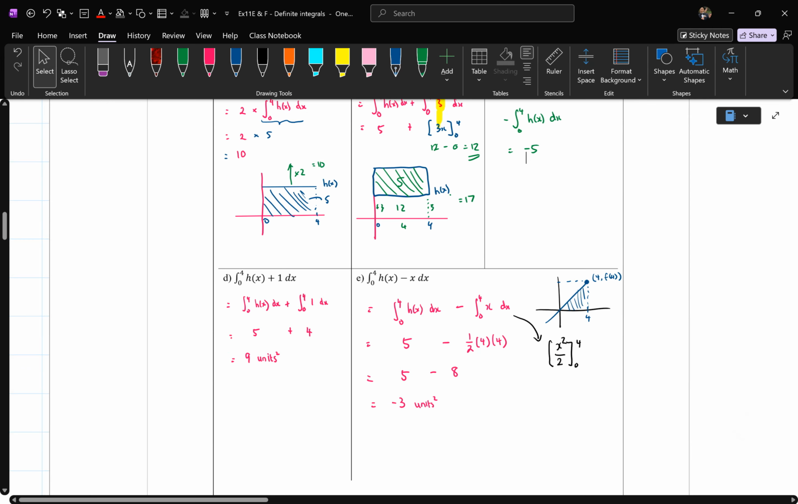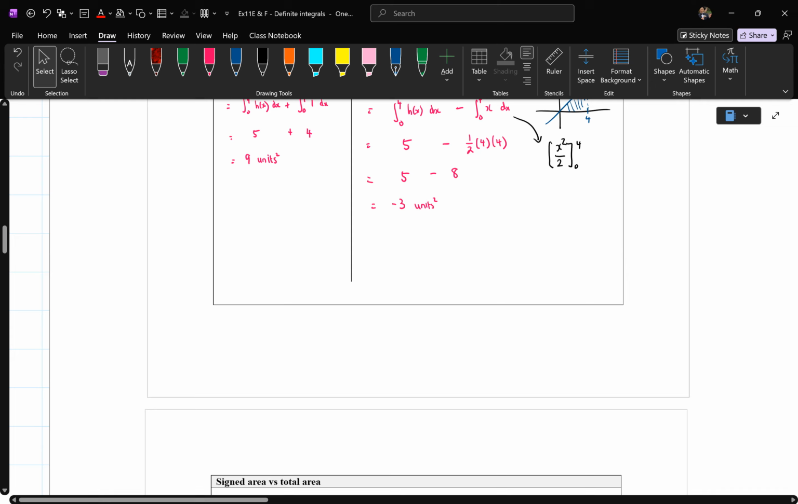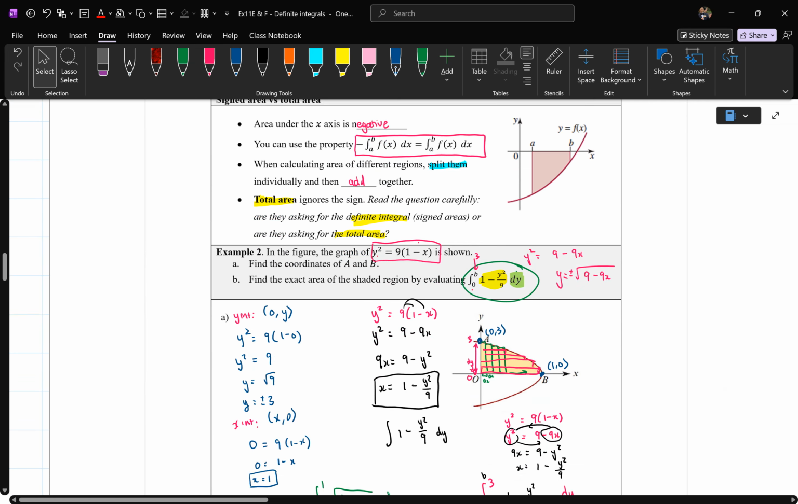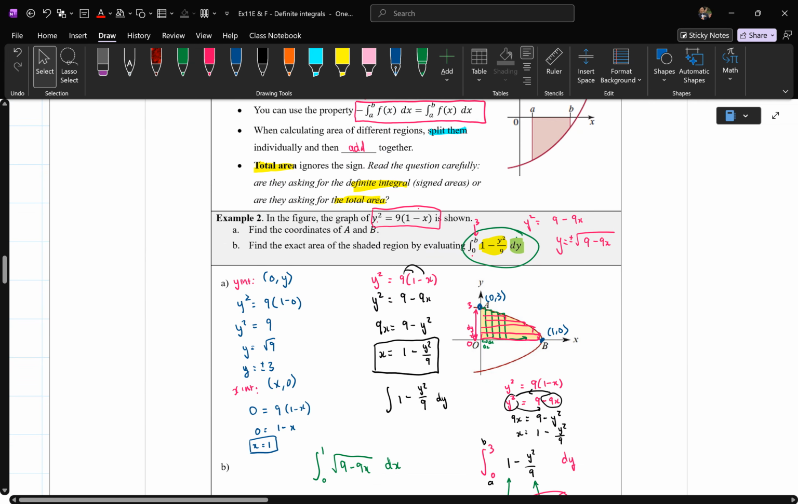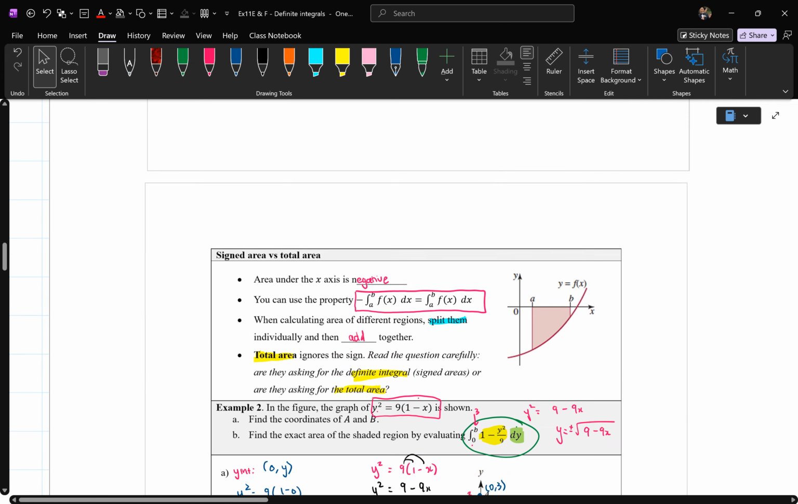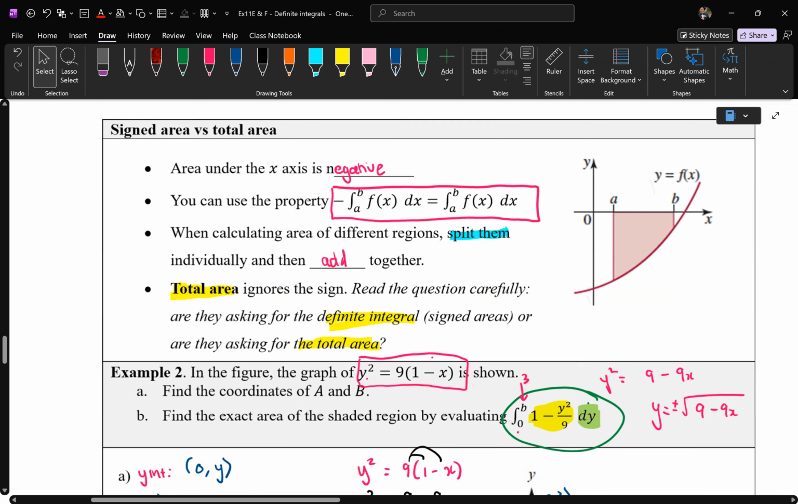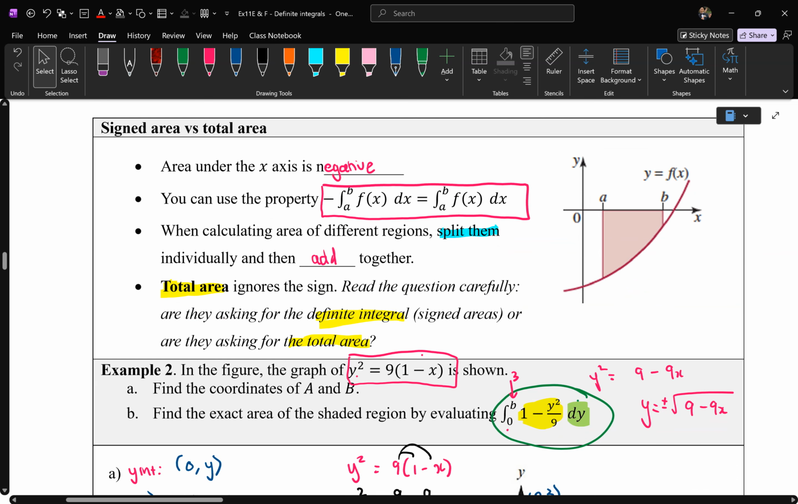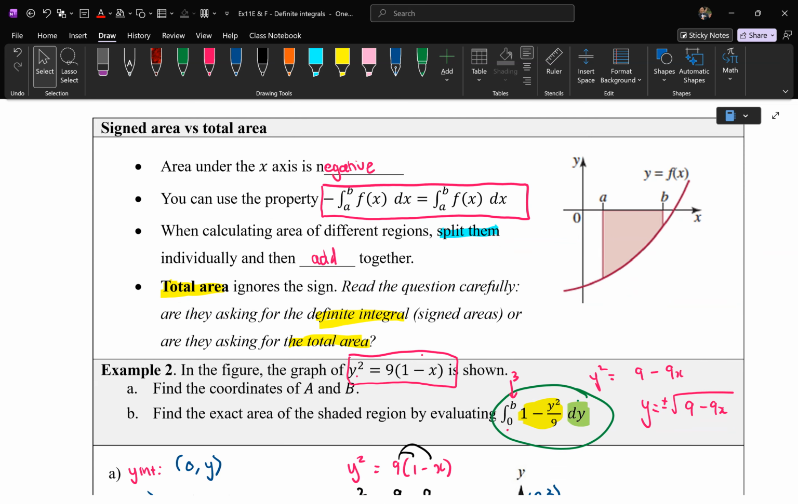All right, let's flip over and let's do a final question. This one's tricky. Final question: we're now doing signed area versus total area. So I said to you before that when you're finding the antiderivative, it is the net area. Also, the definite integral is the net area.